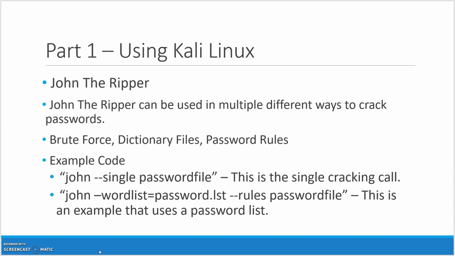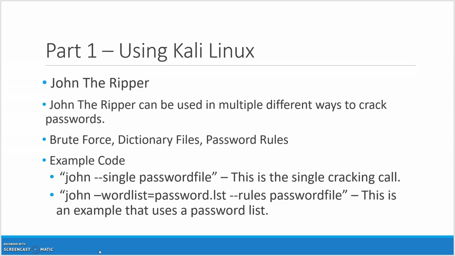Then password rules. Say a password has to have a capital letter, it needs to have one symbol, and it has to have a number, so something like that. You could have that as a password rule, so it'll only try passwords in that manner. That way you're getting rid of all the other possibilities and there's less wasting time.